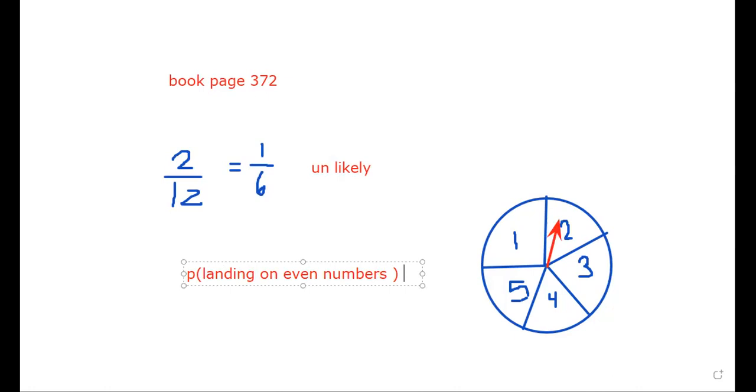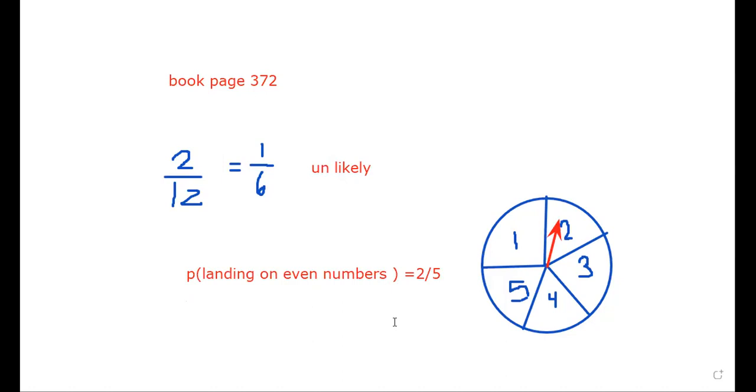Only 2, which is 2 and 4. Yes. So the probability will be 2 out of how many? 2 out of 5. Yes. Then in this case, the probability of landing on even number will be 2 out of 5. Okay. What else? Next question.